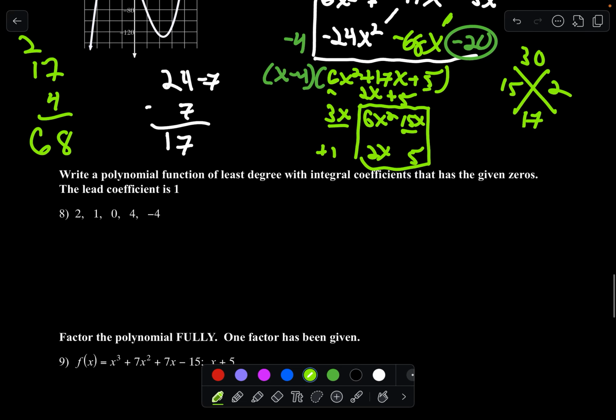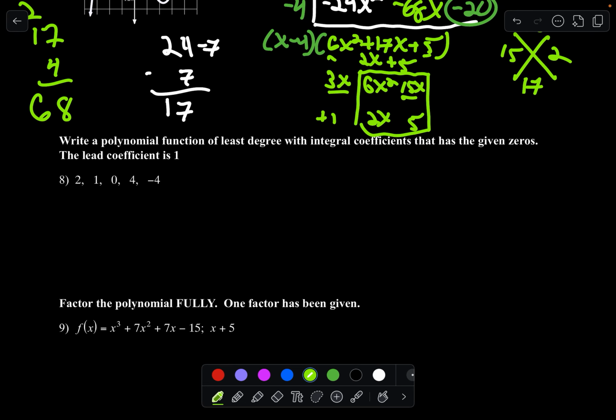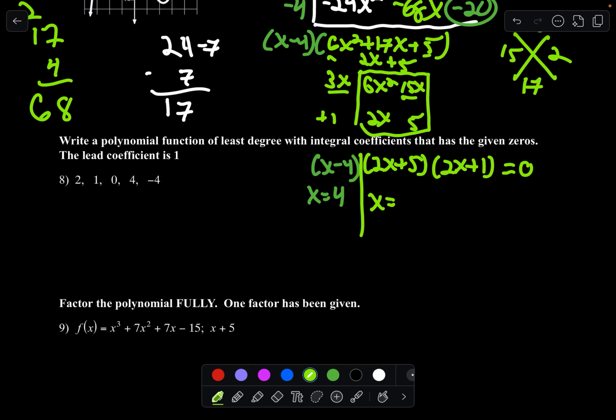So now, I'm just going to continue down here because I'm running out of space. So now we have basically the x minus 4 that we got from the original looking at the graph. And then we also have the two other factors of 2x plus 5 and 2x plus 1. That equals 0. That gives us 3 zeros. You got x equals 4. You got x equals negative 5 halves. And you have x equals negative 1 half. Those are the 3 zeros.